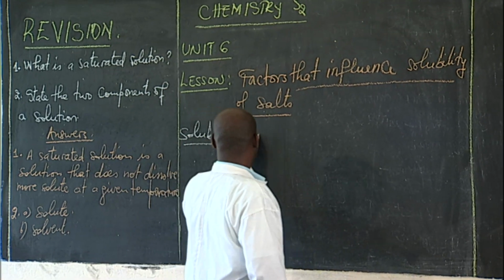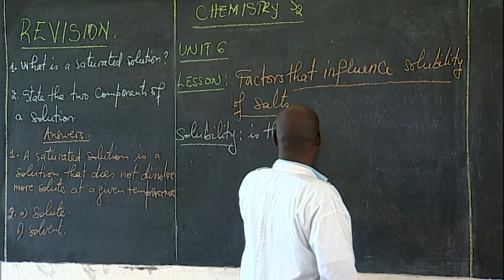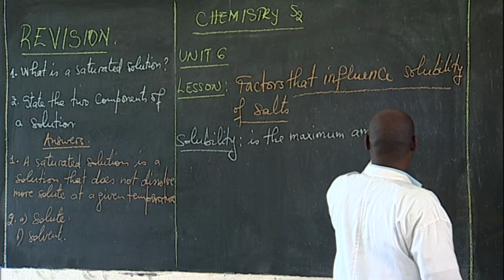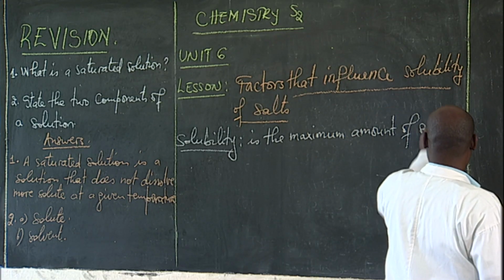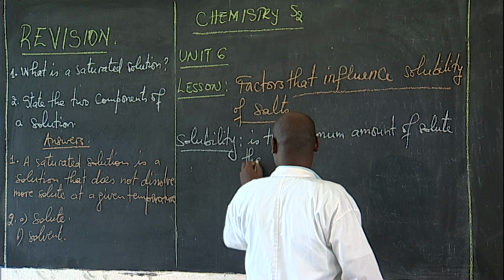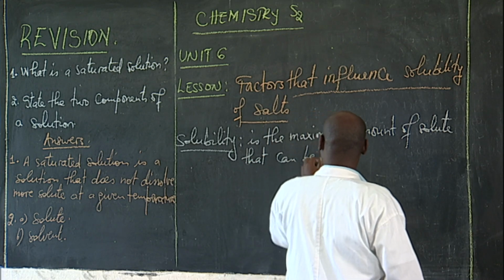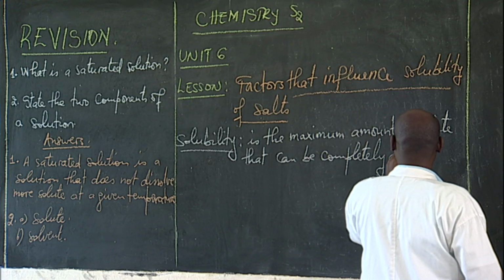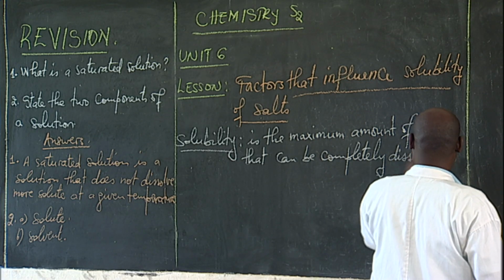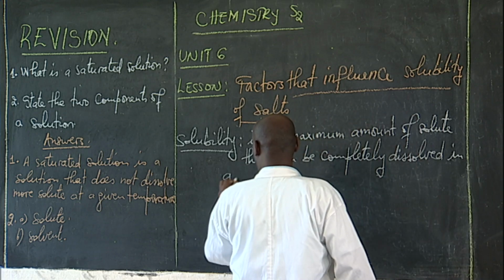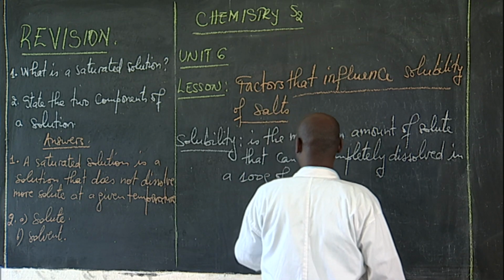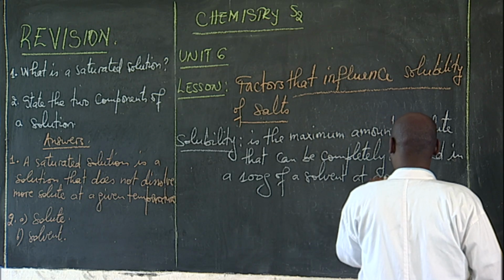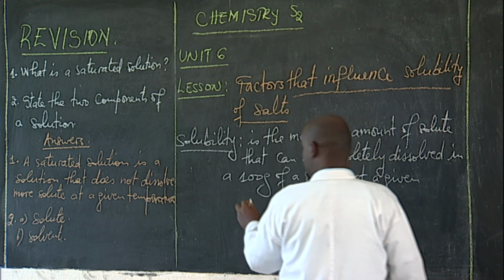Solubility is the maximum amount of solute that can be completely dissolved in 100 grams of a solvent at a given temperature.